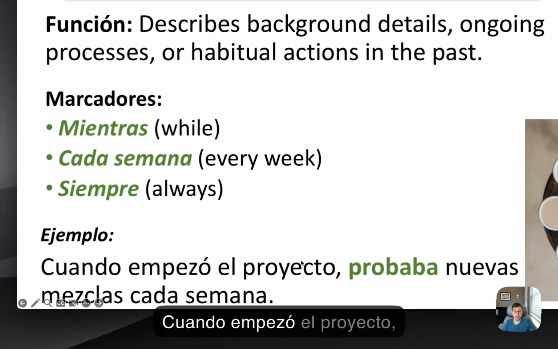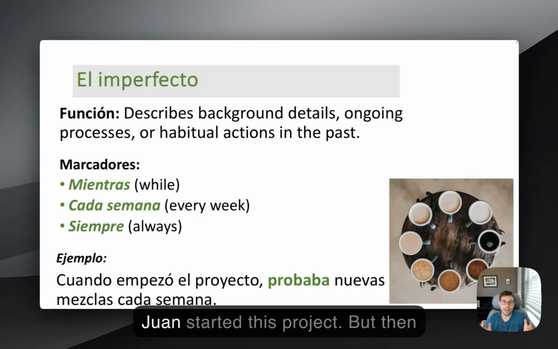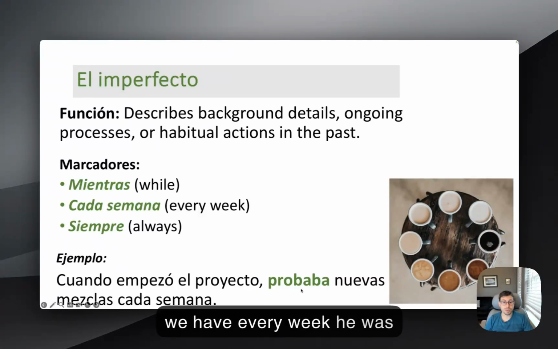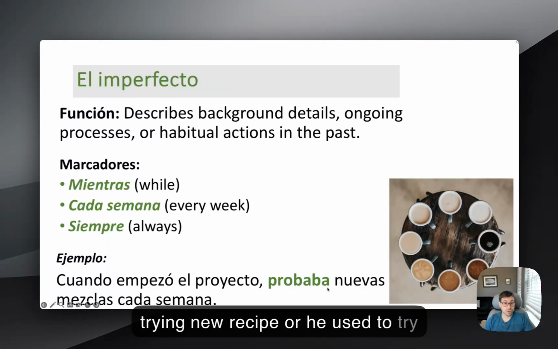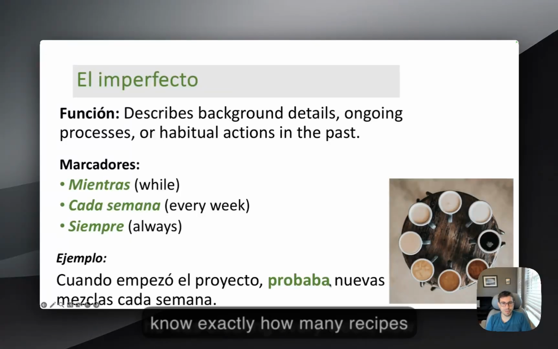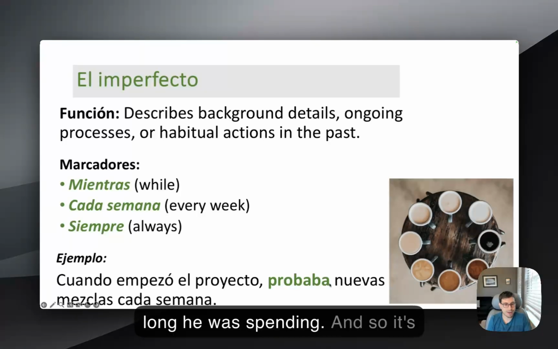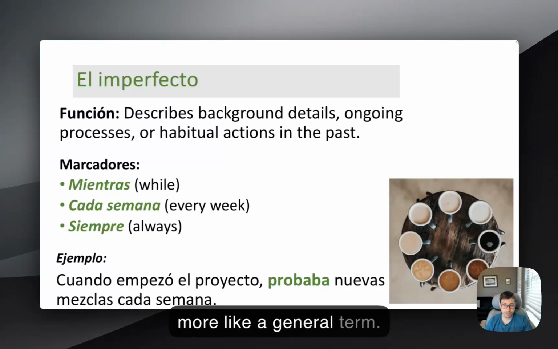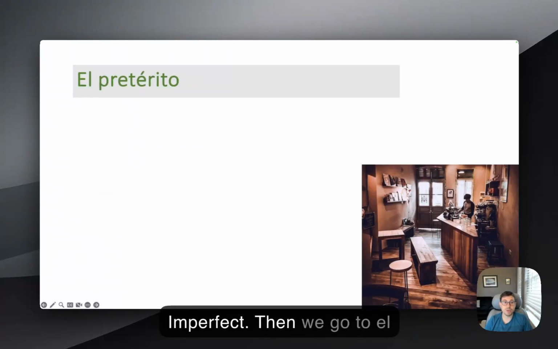Cuando empezó el proyecto, probaba nuevas mezclas cada semana. So we can see empezó is preterite, because it's a specific point. On January 21st, 2022, Juan started this project. But then we have every week he was trying new recipes, or he used to try, or he was trying. So we have imperfect because we do not know exactly how many recipes he was creating every week, how long he was spending, and so it's talking about a general term. Imperfect. Then we go to el pretérito.